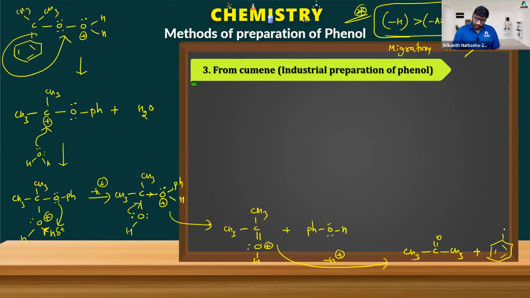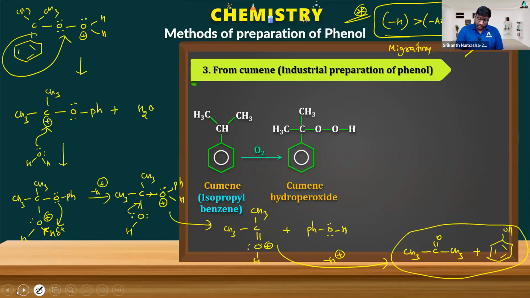PhOH is nothing but phenol. Everyone got the mechanistic approach or not? I am giving the mechanism so that you can understand how things are happening, but it doesn't mean you always have to write the mechanism. No, you can directly write the products.